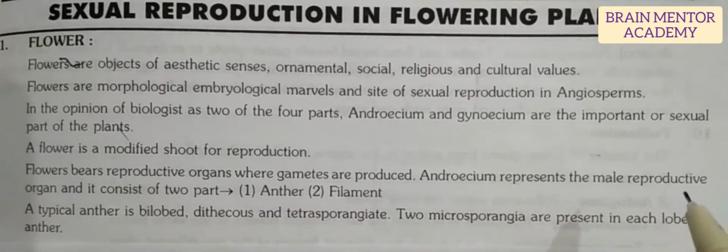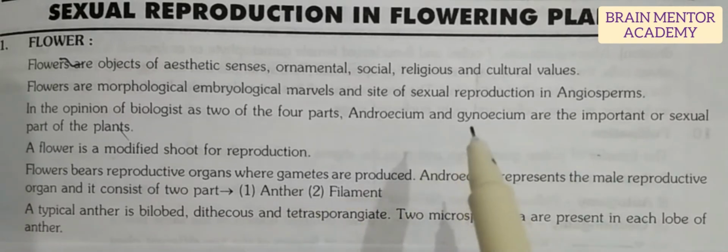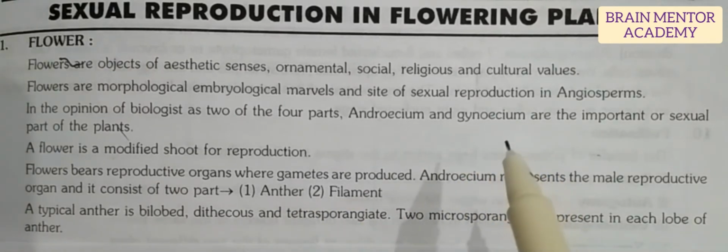Androecium represents the male reproductive organ and it consists of two parts, anther and filament. Anther produces pollen grains while filament bears the anther. And the gynoecium has one or many ovules which bear the embryo sac. A typical anther is bilobed, dithecous and tetrasporangiate. Two microsporangia are present in each lobe of anther.